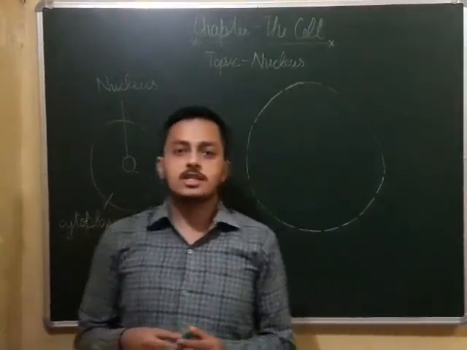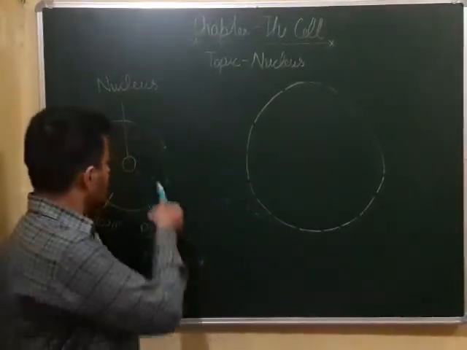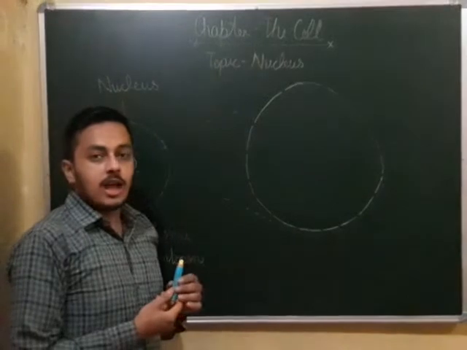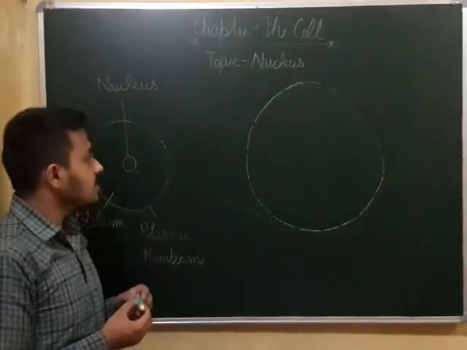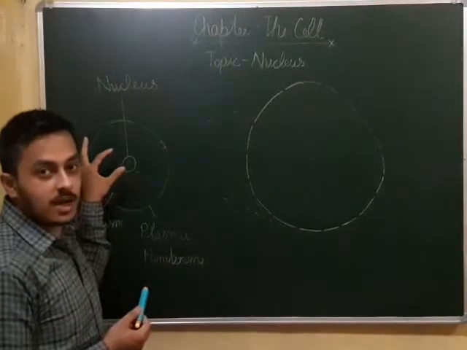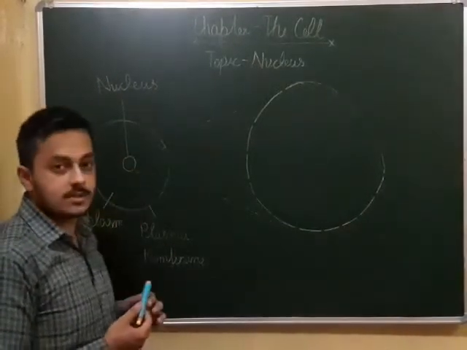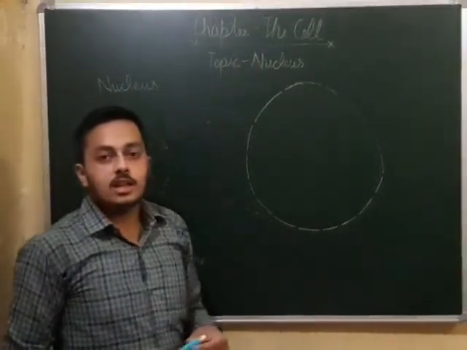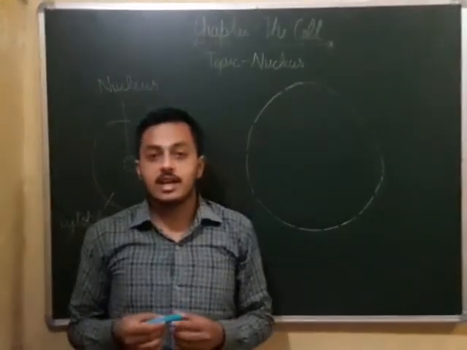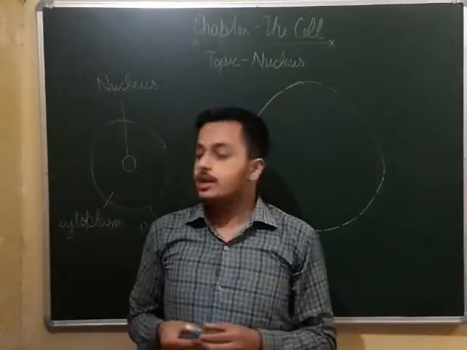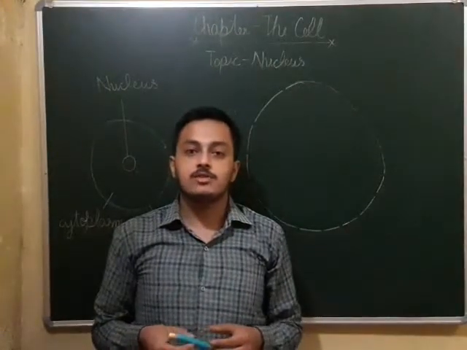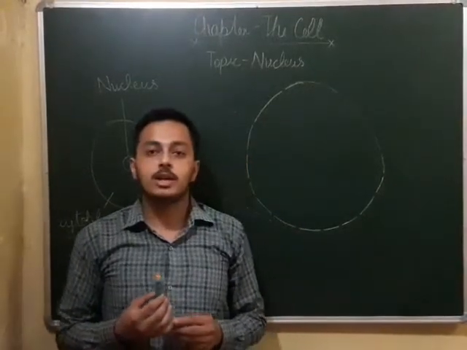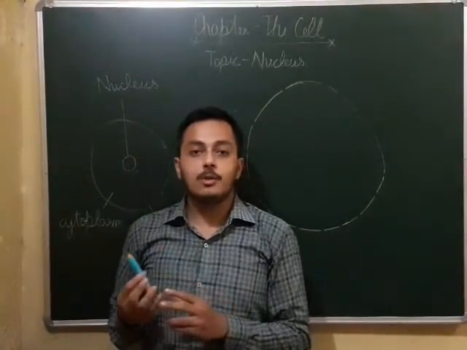So what does this nucleus consist of? What does this small spherical dense object have inside of it? Having this question in mind, the scientists have focused on this part of the cell, that is the nucleus. The nucleus is dense, spherical in shape, and what does it contain? It contains the information for the next generation to be passed on. Secondly, it controls all the metabolic activities to be performed by the cell.